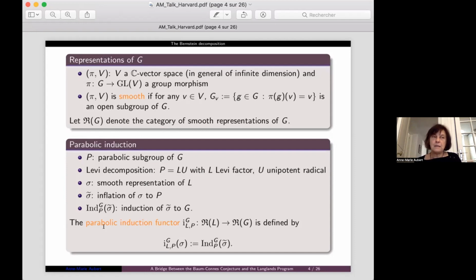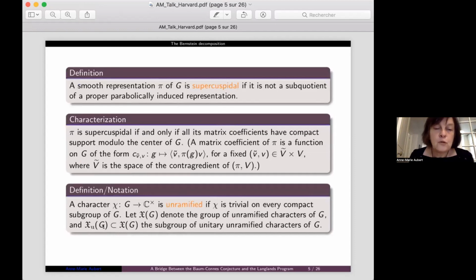It's not semi-simple, but it has a finite number of irreducible subquotients. And so these subquotients give you many irreducible smooth representations of your group G. And if you consider all the proper Levi subgroups of G, you get a lot of such irreducible representations. But we do not get all of them. And the ones we do not get are the ones which are called supercuspidal. So a smooth representation is called supercuspidal if it is not a subquotient of a proper parabolically induced representation.